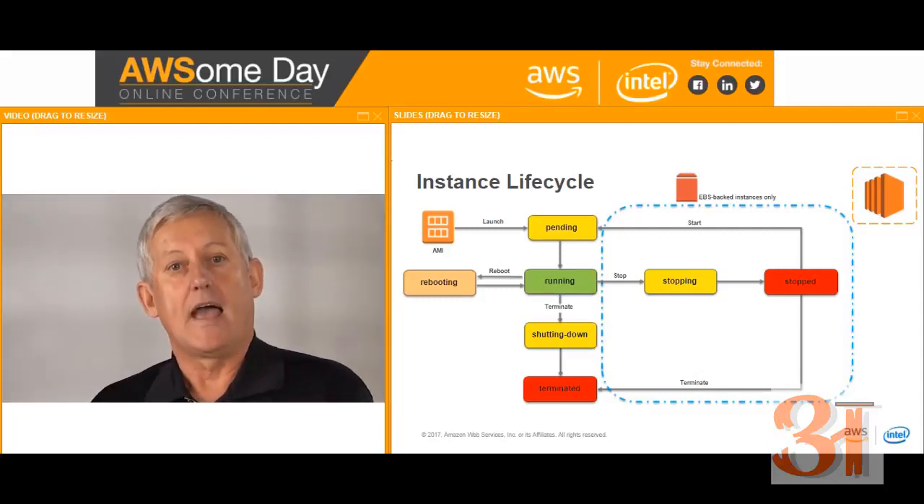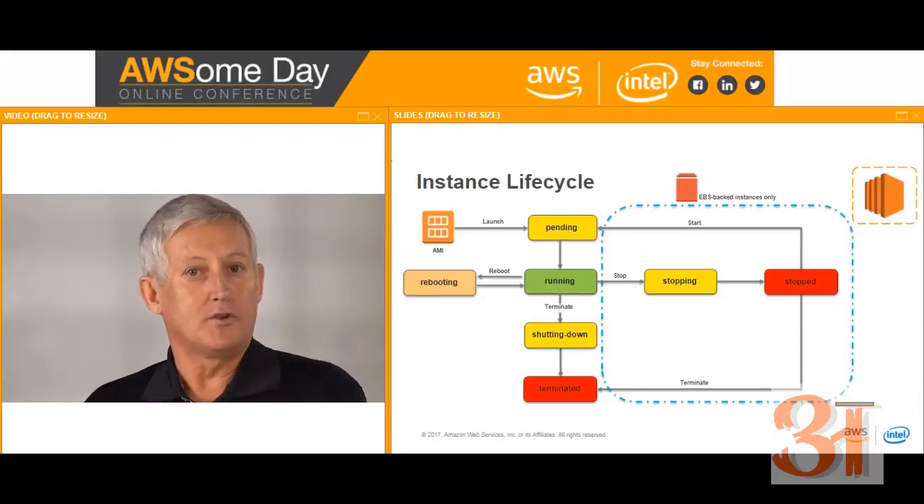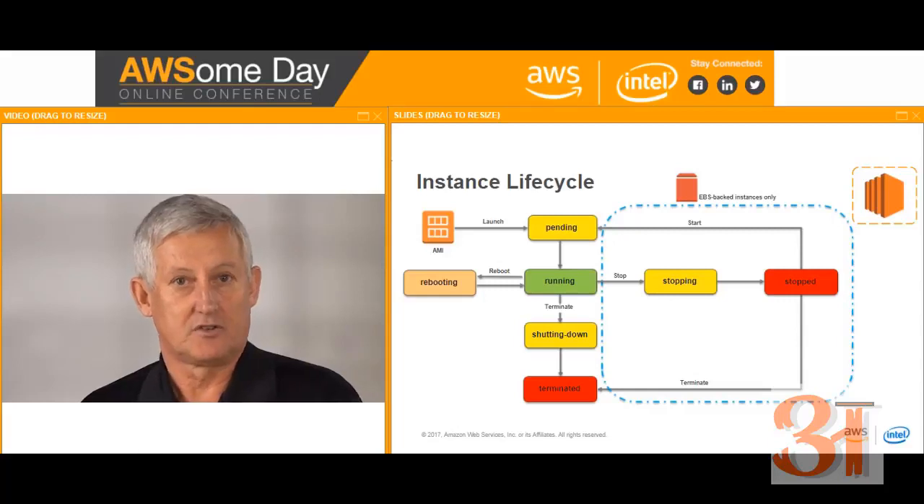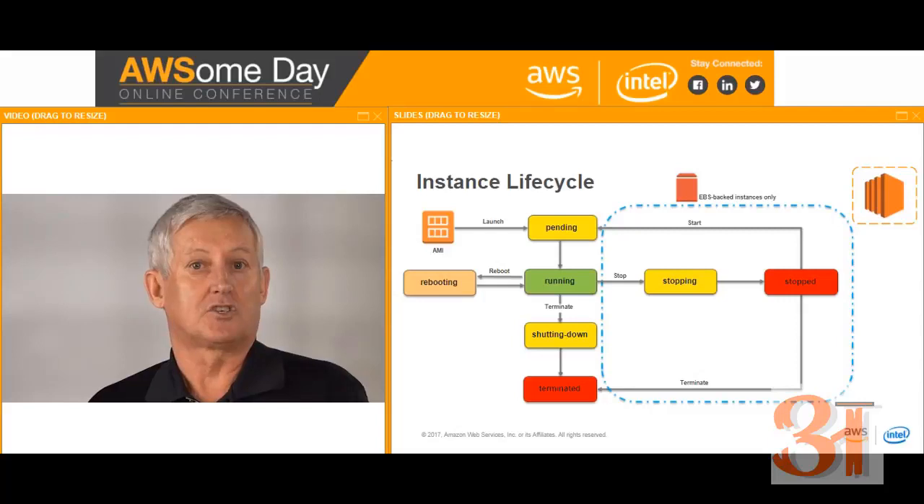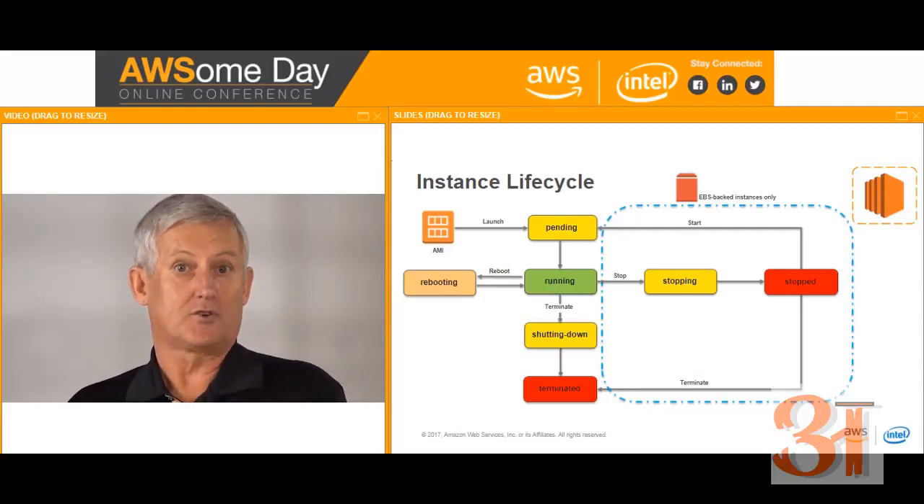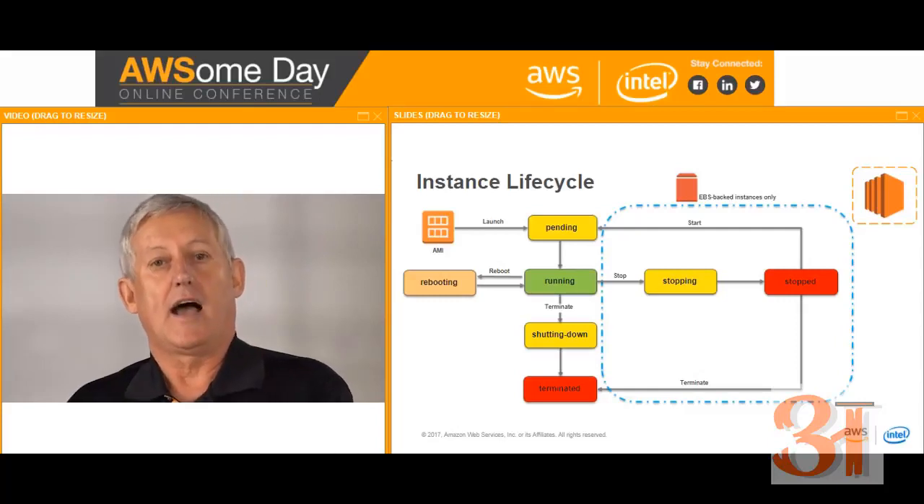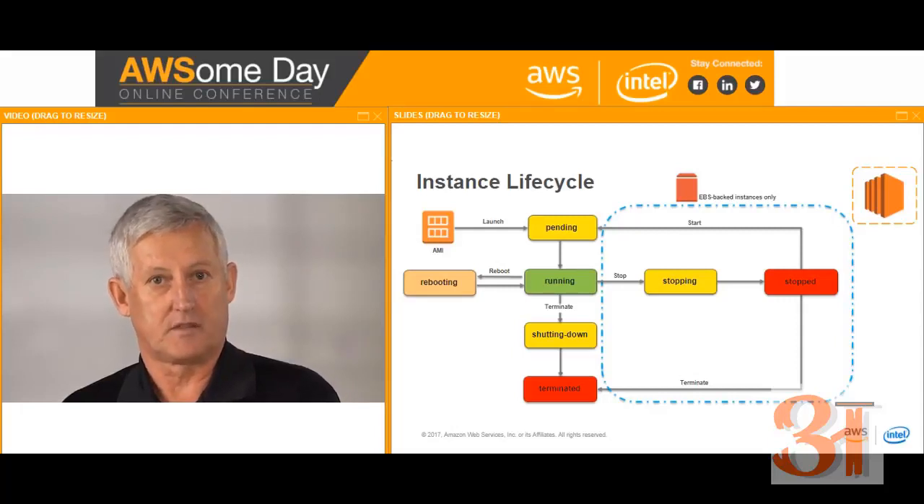Stopping. Amazon EBS-backed instances can be stopped. When you stop an instance, it enters the stopping state. Stopped. Amazon EBS-backed instances in the stopped state are no longer eligible for hourly usage or data transfer fees. AWS does charge for the provisioned storage space of EBS volumes on stopped instances.